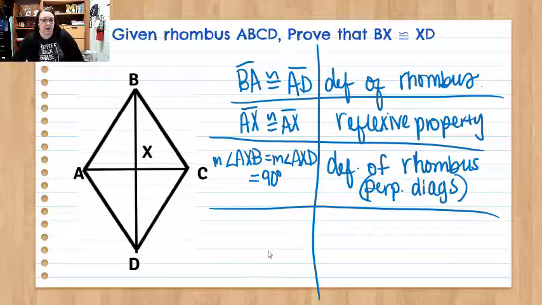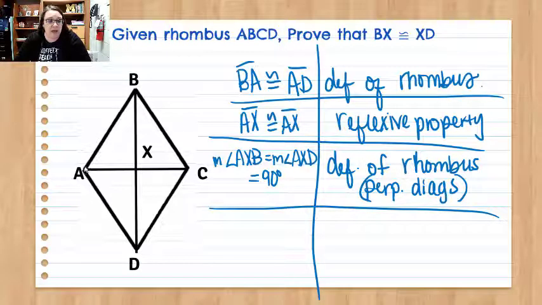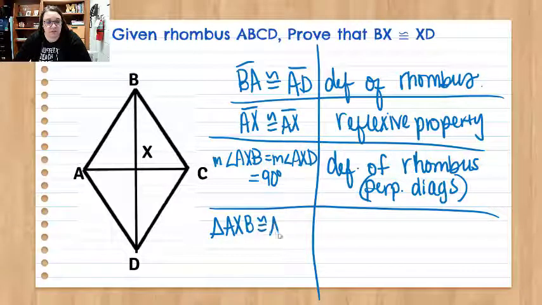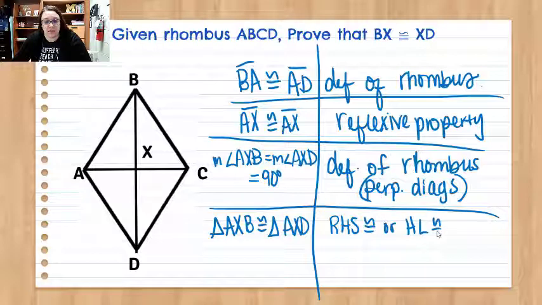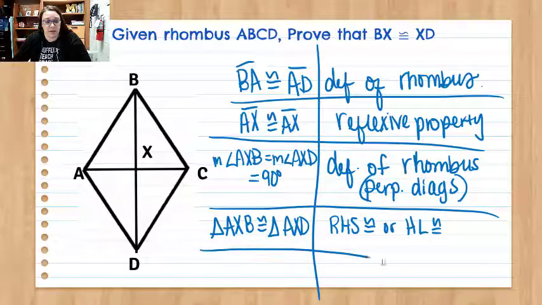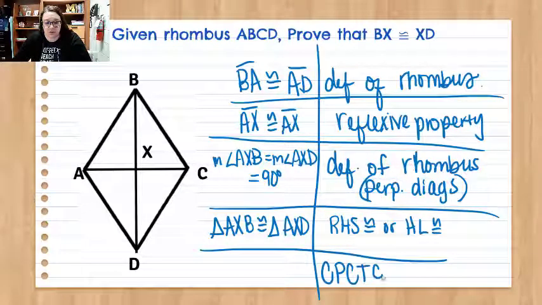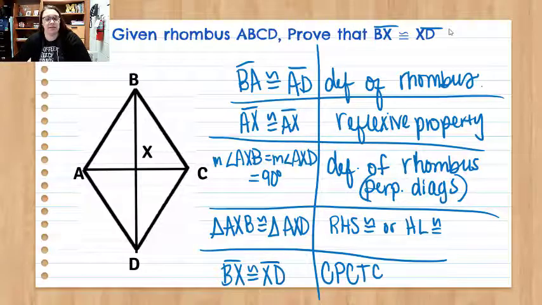All right, at this point, I think I have everything to say that these two triangles are congruent. So I've got triangle AXB, which is congruent to triangle AXD, because we could either say RHS or hypotenuse leg. Either is fine. Now that they're congruent, I know that corresponding parts of congruent triangles are congruent. And here's my last statement, BX is congruent to XD. Let me fix my little lines and we're done.